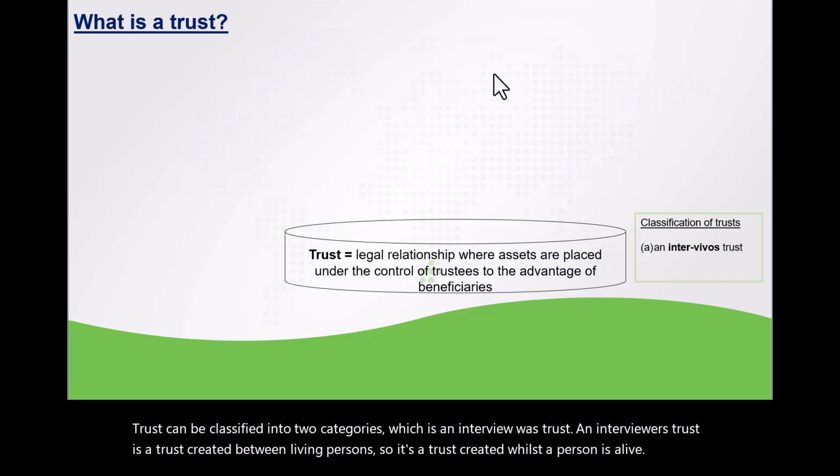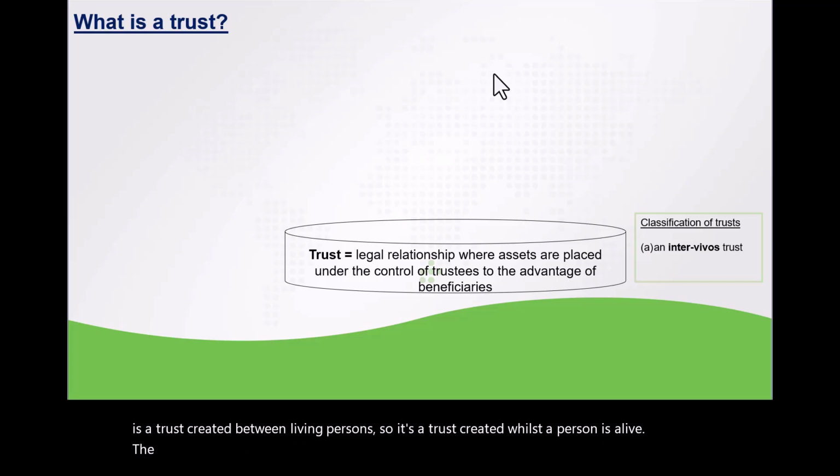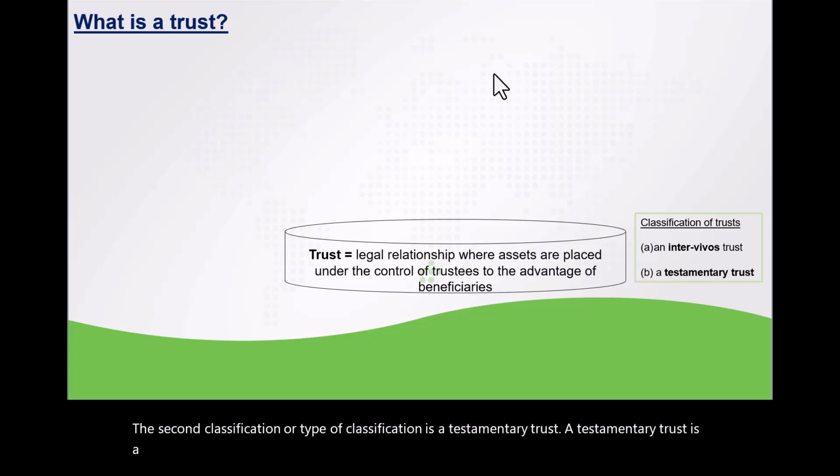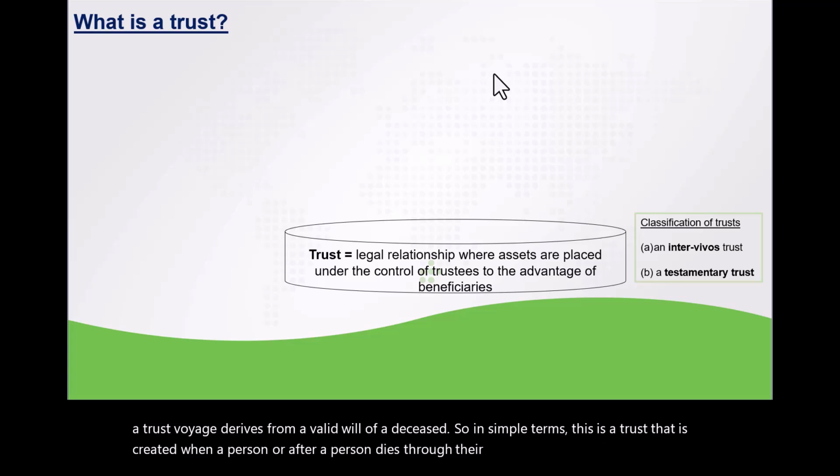The second type of classification is a testamentary trust. A testamentary trust is a trust which derives from a valid will of a deceased. So, in simple terms, this is a trust that is created after a person dies, through their will.